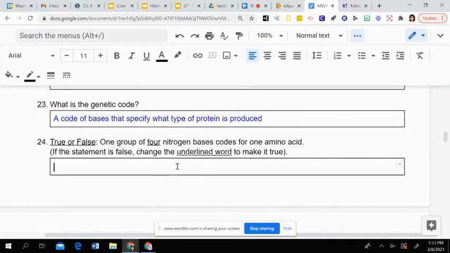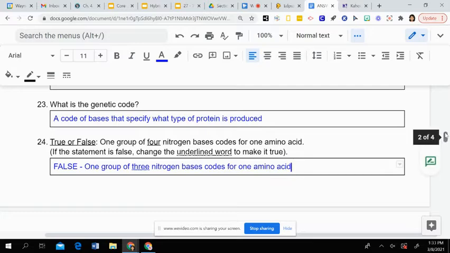Then, true or false, a group of 4 nitrogen bases codes for 1 amino acid. Allie? Yep, it is false. It should be one group of 3 nitrogen bases codes for 1 amino acid. Right?